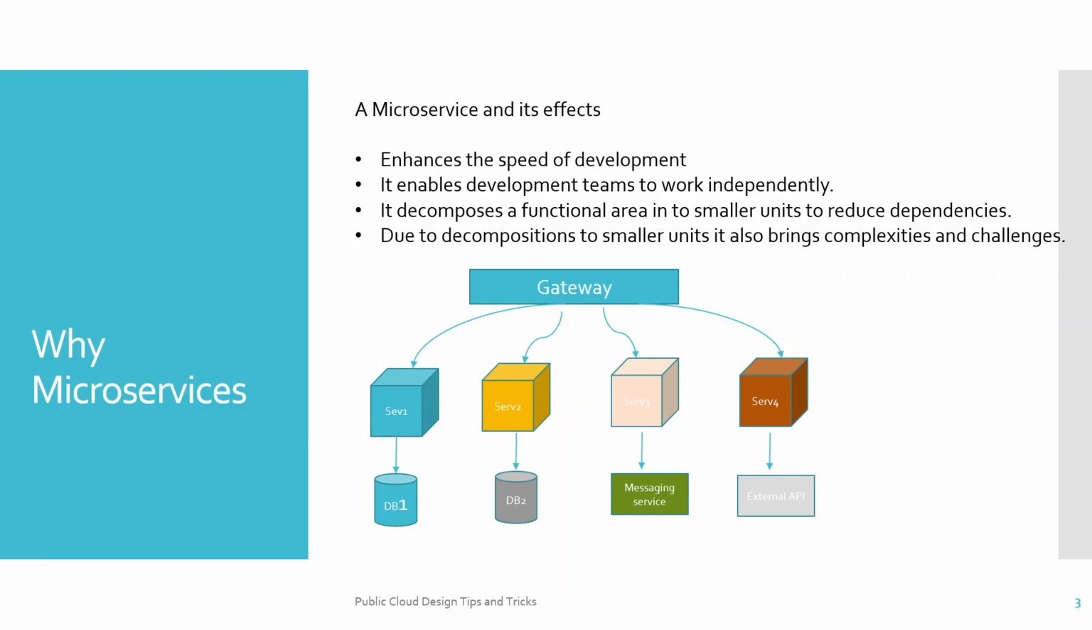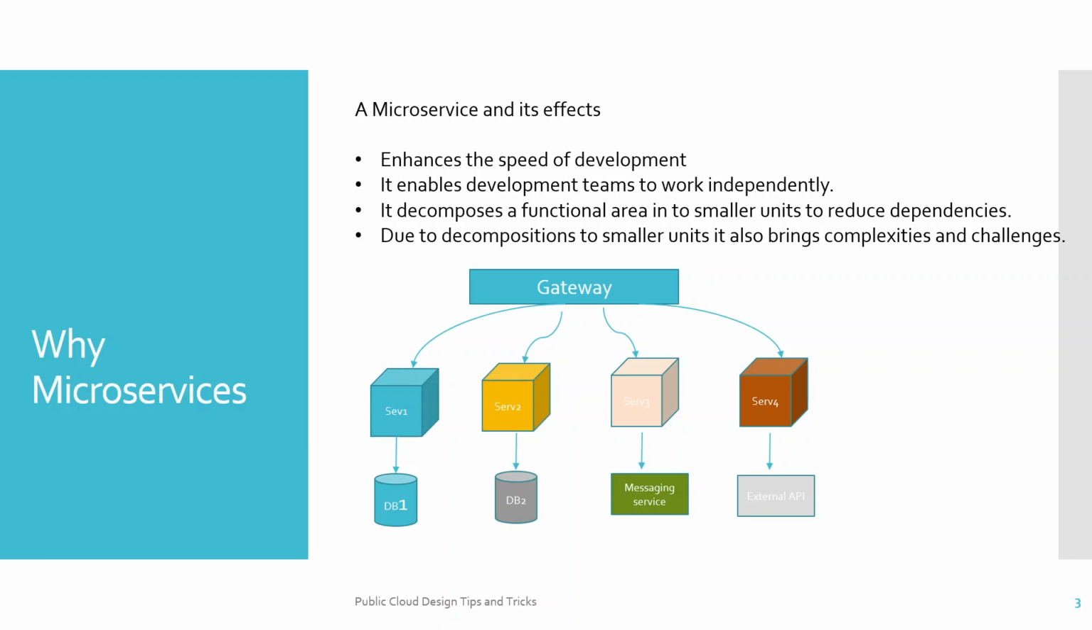A microservice always enhances the speed of development. It enables development teams to work independently, and it decomposes a functional area into smaller boundaries or smaller units to reduce the dependencies among each other. Due to this decomposition into smaller units, it also brings different complexities and challenges to deal with. Now, how does it look in a simple scenario?